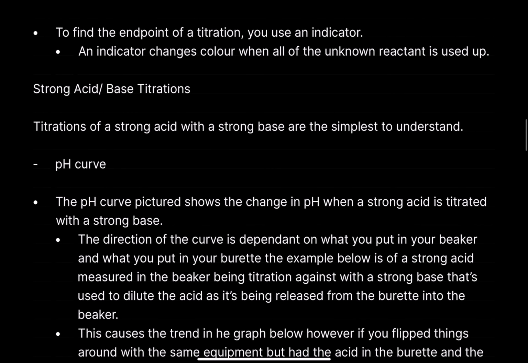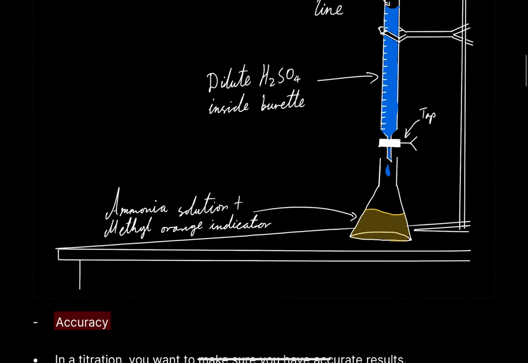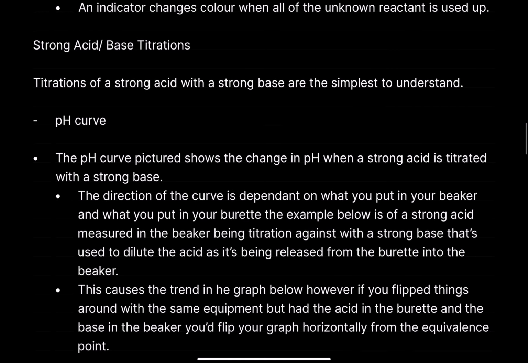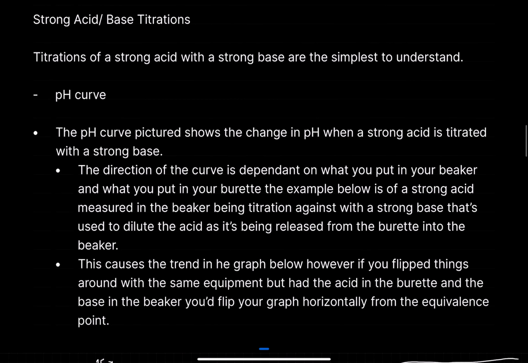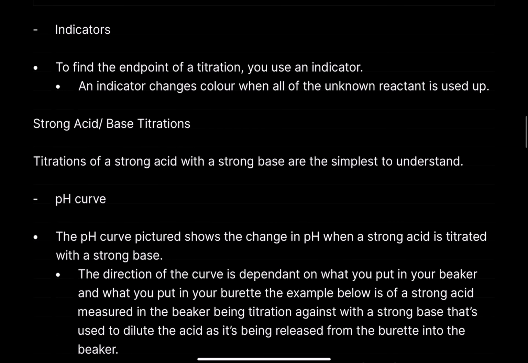Now, indicators. To find the endpoint of a titration, you use an indicator. An indicator changes color when all the unknown reactant is used up. I've got an example of a strong acid/base titration. There are a number of different indicators that we'd use, and I'll give a couple of examples later. But all it does is that once the reaction's gone to completion, the indicator rapidly changes color, telling us that the reaction is complete.